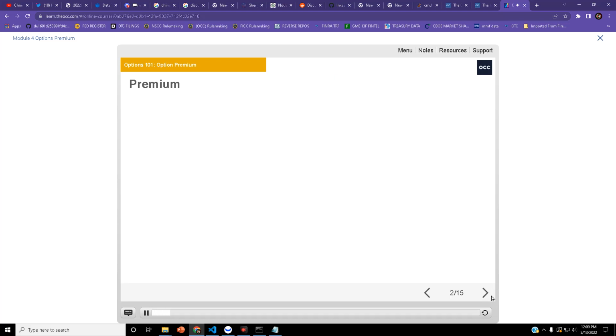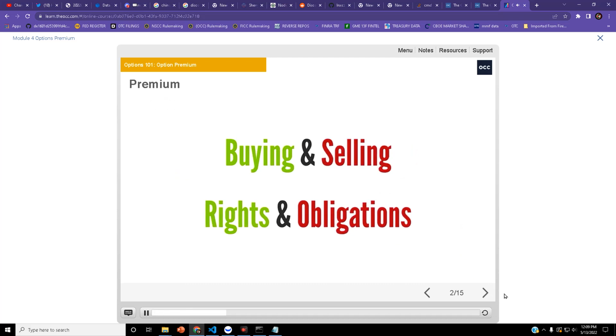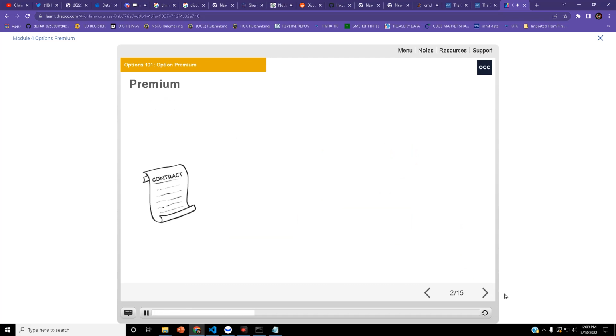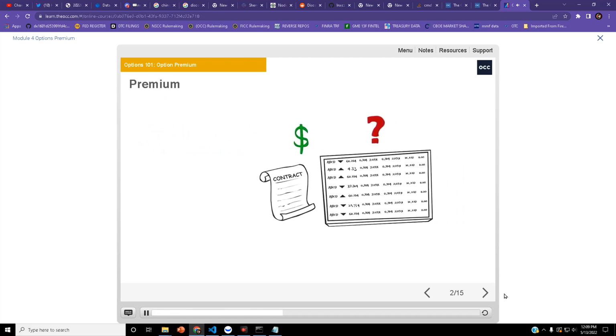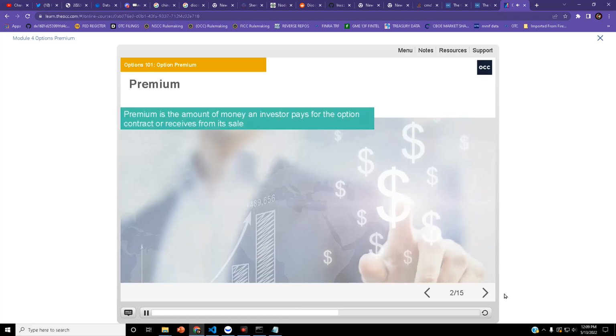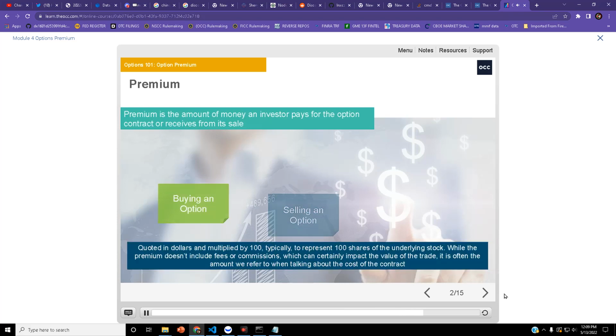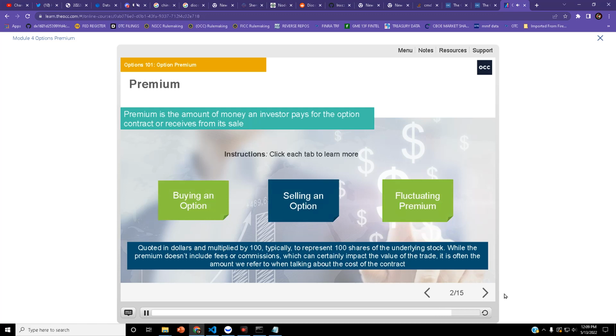We have previously covered buying and selling options and the rights and obligations of option holders and writers, but what will an option actually cost in the marketplace? The amount of money you pay for an option contract or the amount you receive from its sale is called the premium or price and is disseminated by the exchanges in dollars and cents per underlying share. Let's look at a few examples by clicking on each of the tabs below.